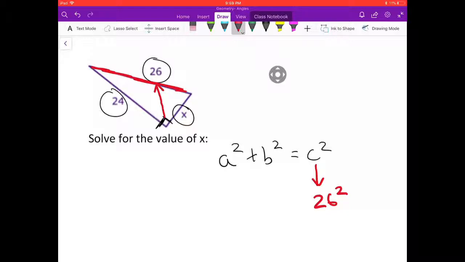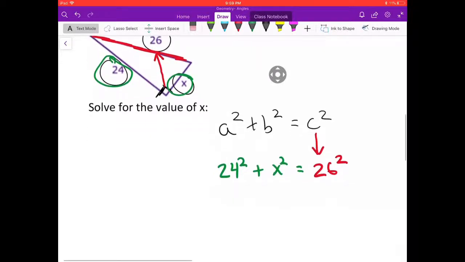And now, as I said before, with 24 and x, it doesn't matter which one's a, which one's b. I'm going to put 24 first, and I'm going to put x second, and set it equal to 26 squared. Now from here, we go through our algebra. 24 squared is 576, plus x squared equals 26 squared, which is 676.